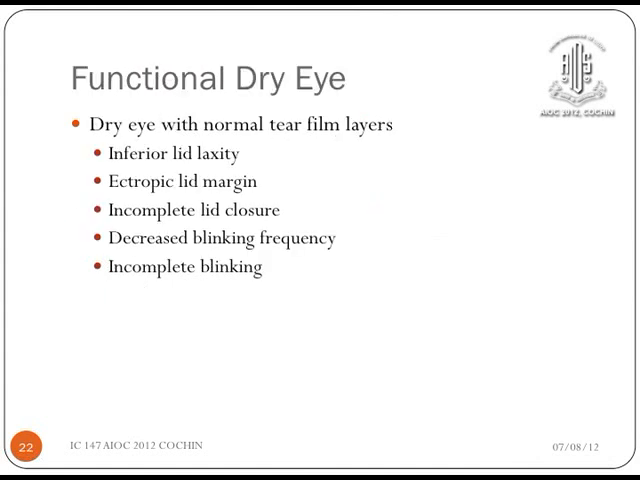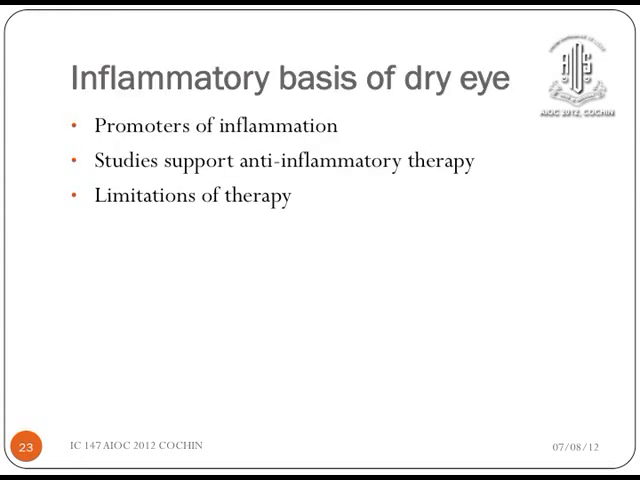Functional dry eye is another entity in which the tear film has normal layers, but there is an abnormality in the lid ocular structures: inferior lid laxity, ectropic lid margin, incomplete lid closure, decreased blinking frequency, or incomplete blinking. Inflammatory basis of dry eyes is a very important study area nowadays, and a lot of studies support anti-inflammatory therapy, especially drugs like cyclosporin.